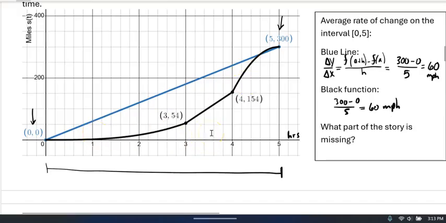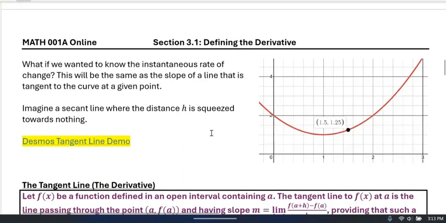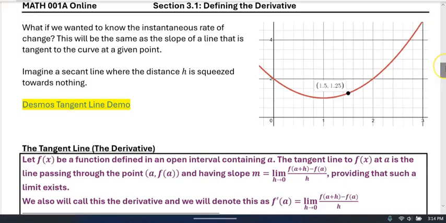So we need to somehow learn to talk about what happens to the rate throughout this process to have the full story. All right, so what if we wanted to know the instantaneous rate of change? This is a new thing. This will be the same as the slope of a line that is tangent to the curve at a given point.